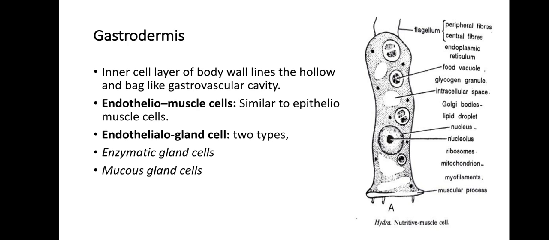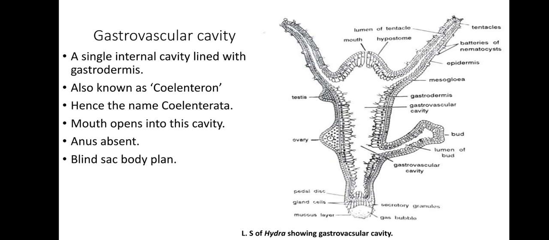And then there are also endothelial gland cells. Remember, there were gland cells in the epidermis. I said they secrete mucus-like substances. Here too there are cells, but here there is a differentiation. Some of the gland cells secrete enzymes that are necessary for both extracellular digestion and sometimes even intracellular digestion. So these enzymes help in digestion, and they are secreted by some specialized gland cells. And then there are always mucus secreting cells too. So mucus secreting gland cells and enzymatic gland cells are the two types of gland cells you find in the gastrodermis.